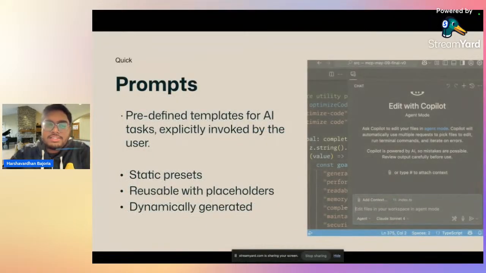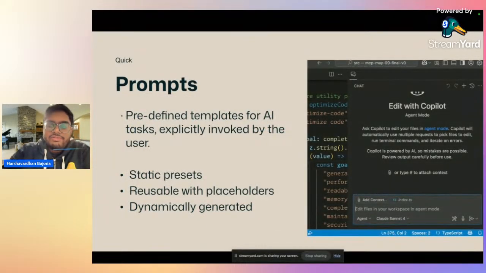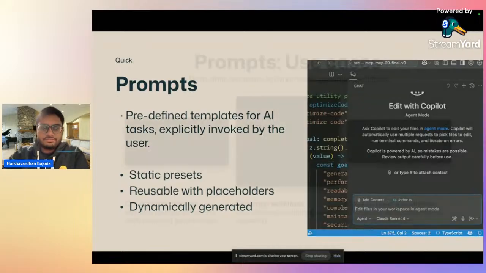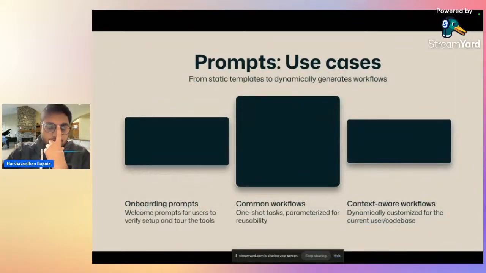Prompts, the last thing. It is the predefined template for AI tasks, which can be invoked by the user. It can be a static thing that they have already written, or reusable, written with placeholders, or you can generate it dynamically. So what are the different things that it can have? It can have onboarding prompts, context-aware workflows, or common workflows that you already have.